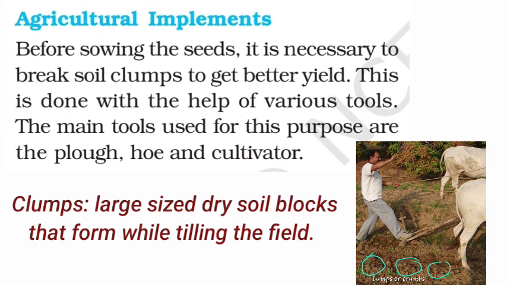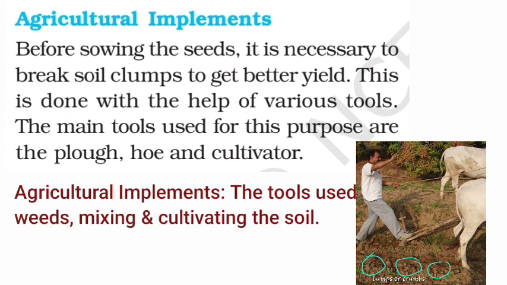Let us know the definition of clumps. Clumps are the large-sized dry soil blocks that form while tilling the soil or tilling the field. Here, let us see the picture of soil clumps that are formed while plowing the soil in the crop field.